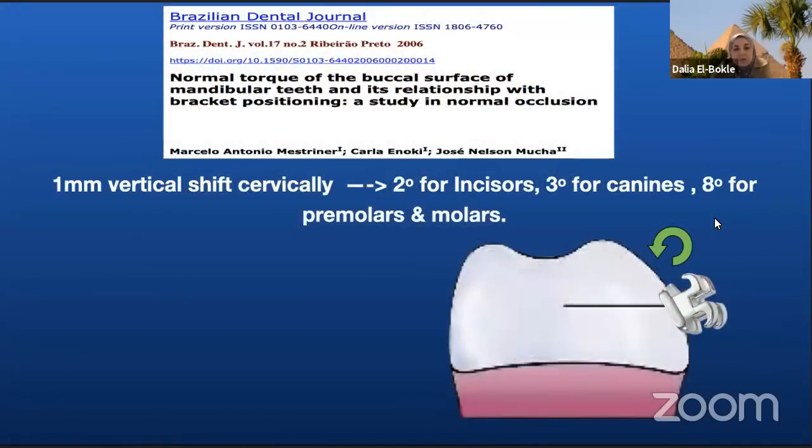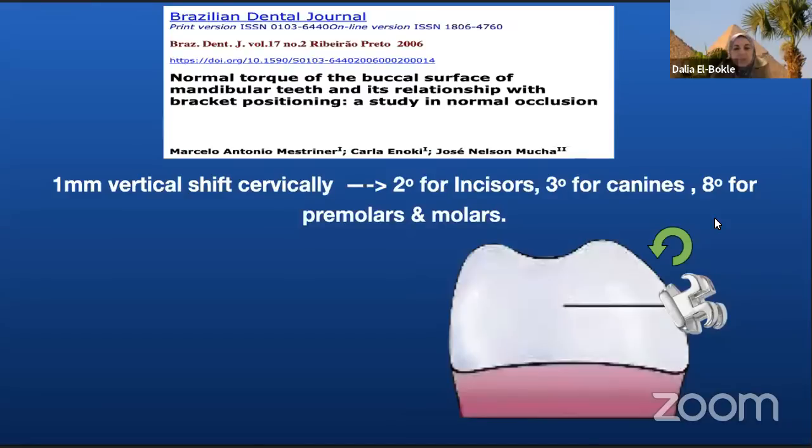A third article demonstrates that for every 1 millimeter vertical shift cervically, there will be a 2 degree change for incisors, 3 degrees change for the canines, and an 8 degrees change for the premolars and molars.